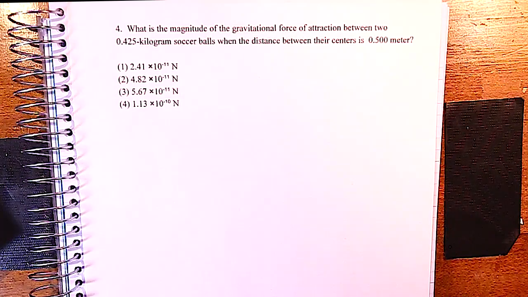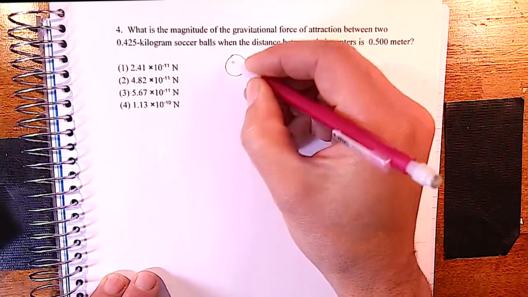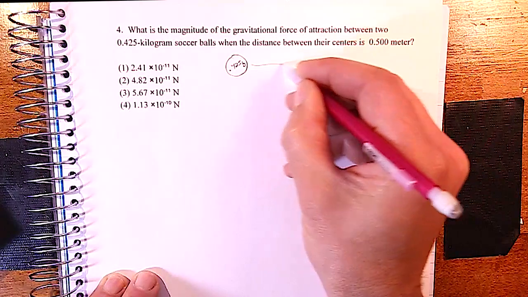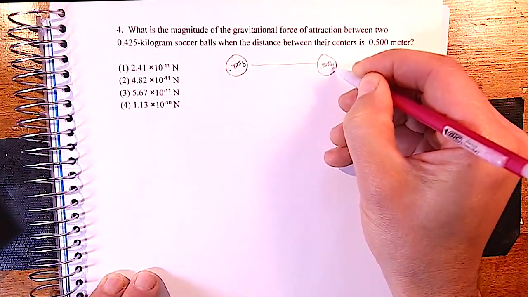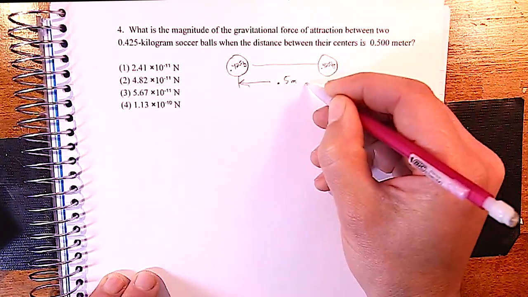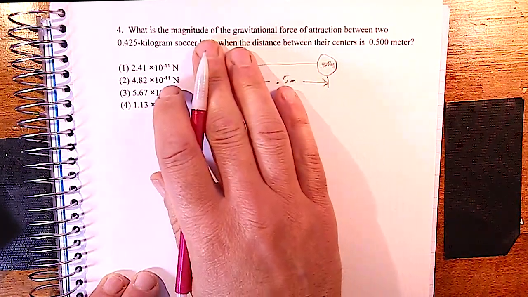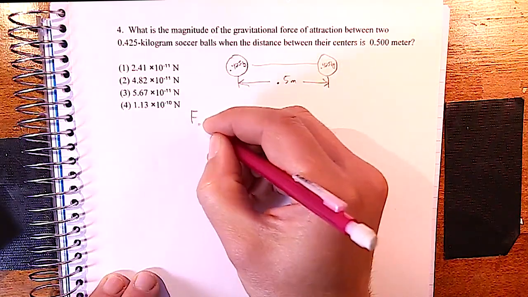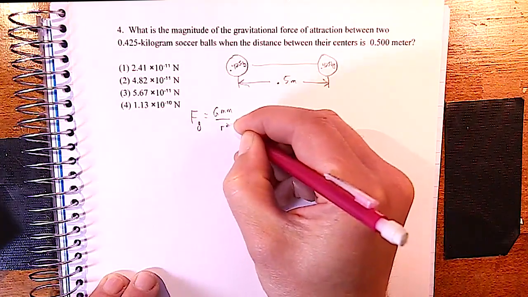Okay, get your calculators out for this one. We have 2 soccer balls, 0.425 kilograms each. And they are separated by a distance of 0.5 meters. And the question is, what is the magnitude of the gravitational force of attraction? So that's going to be our formula, Fg equals G m1 m2 over r squared.